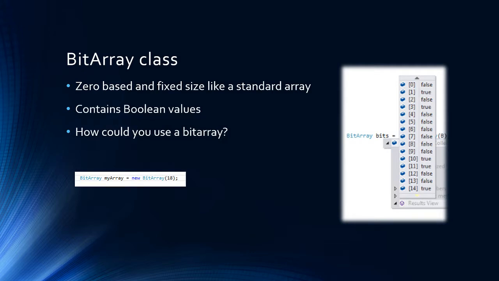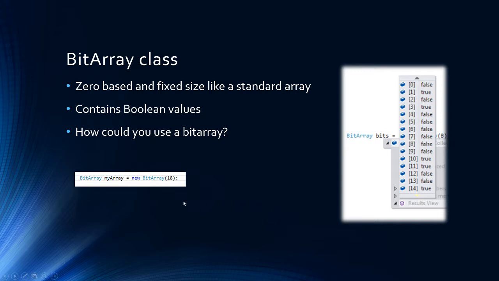The BitArray class is another collection class that can be super handy. A BitArray is an array, so just like any other array, it's zero-based and fixed size, but it just contains a bunch of Boolean values. So a bit array is something that we could use as an indicator as to whether a condition is true or false for each of several circumstances.